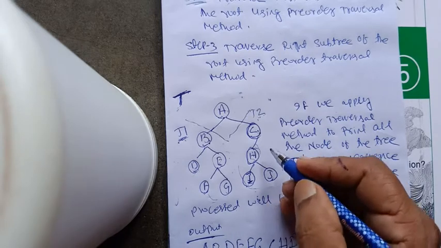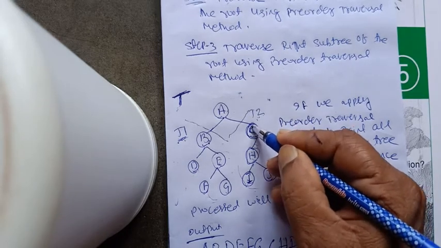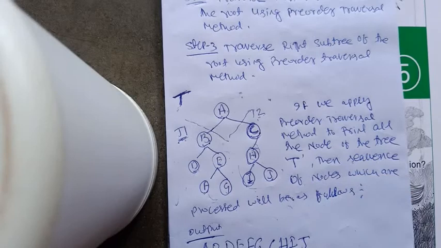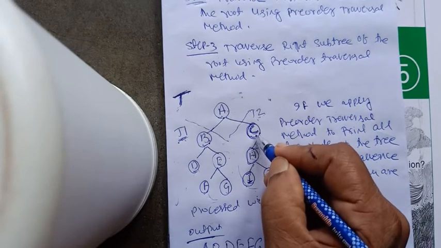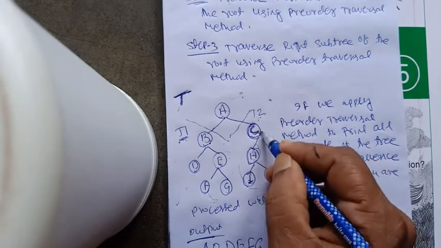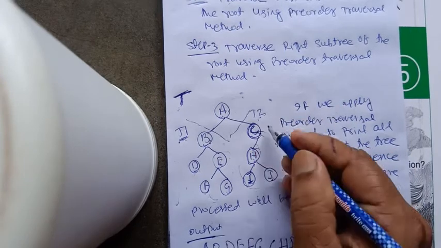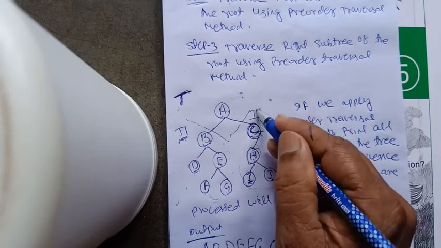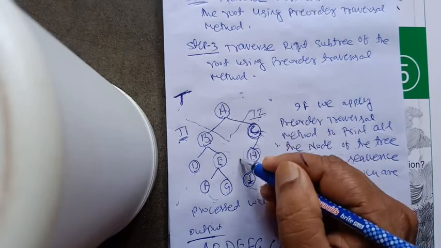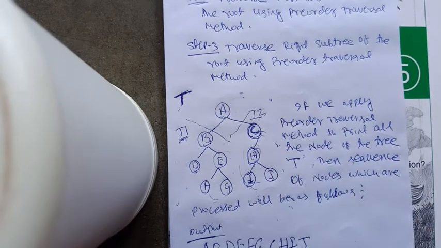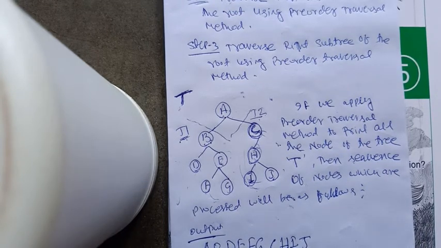Now the left of C, all the nodes in the left of C are now printed, and go to the right of C. So there is nothing in the right of C. Okay, so we'll stop because all the nodes of the subtree T2 are now printed. C, H, I, J are printed. Now this is the output of pre-order traversal.